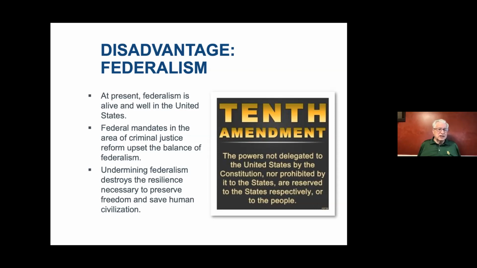impacts. So the uniqueness argument is that at present, federalism is alive and well, but having federal mandates in the area of criminal justice reform upsets the balance of federalism because policing is uniquely a state and local responsibility, unless we're talking about the FBI or ICE. Most of the criminal justice reform arguments are talking about local police. So it becomes a matter of what states and localities should do. So this could be combined with a states counterplan or stand on its own.